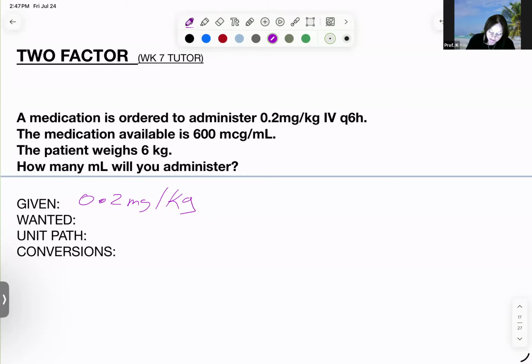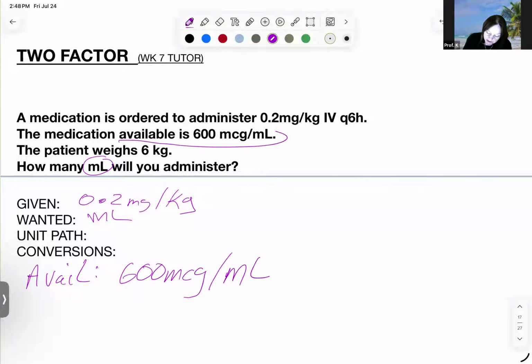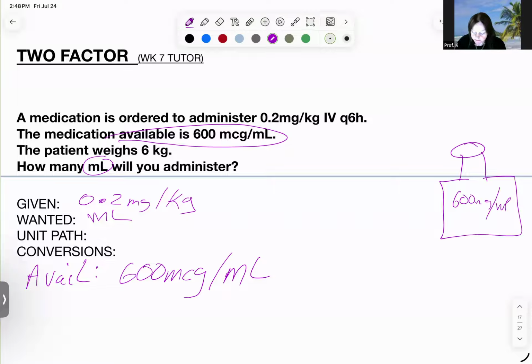So my wanted is what? What am I giving? Milliliters. Always remember, what am I going to actually give the patient. This question actually says it, how many milliliters? So what's available? 600 micrograms available. They sent me a vial, and the vial says there's 600 micrograms per milliliter. That's all that means.